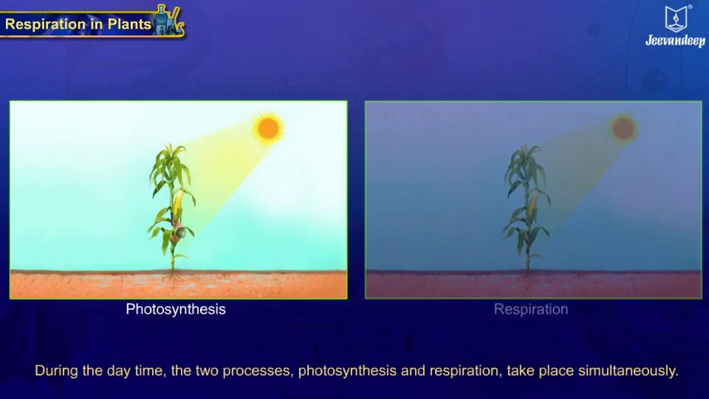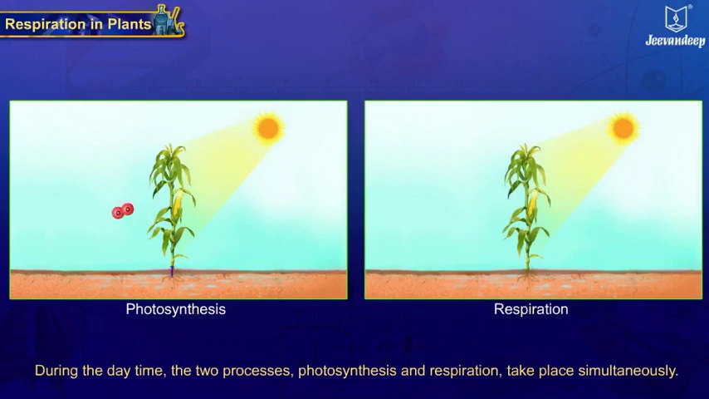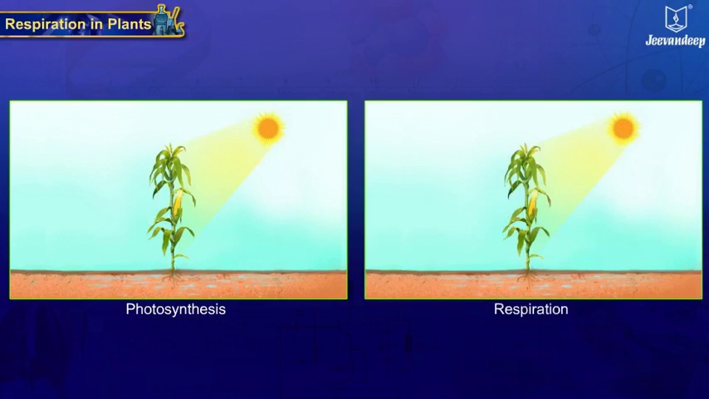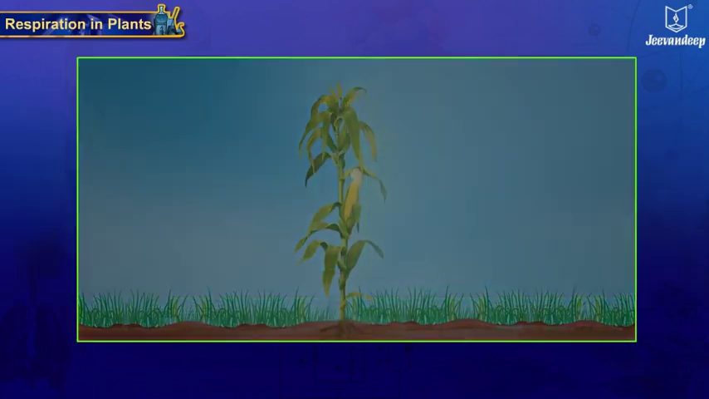During the daytime, the two processes, photosynthesis and respiration, take place simultaneously. Hence, carbon dioxide released during respiration is utilized for photosynthesis and more oxygen is released. At night, only respiration takes place, resulting in plants releasing carbon dioxide into the atmosphere.